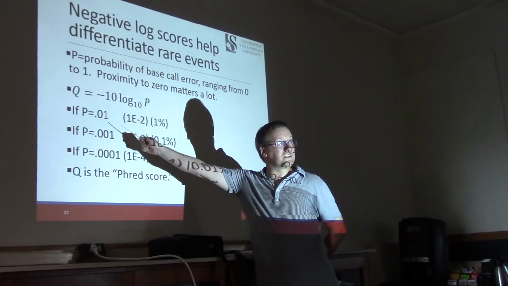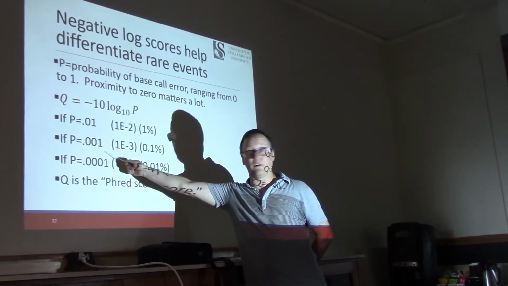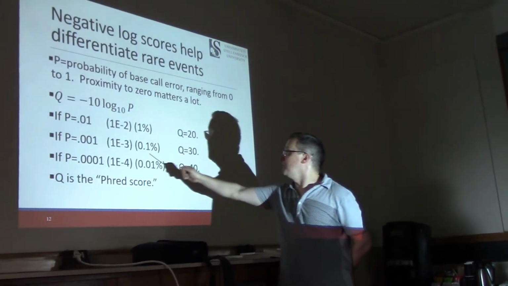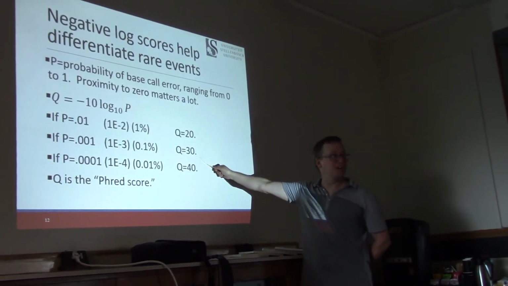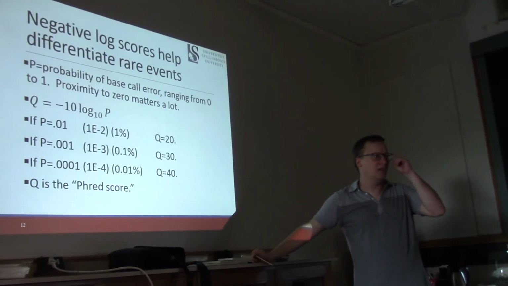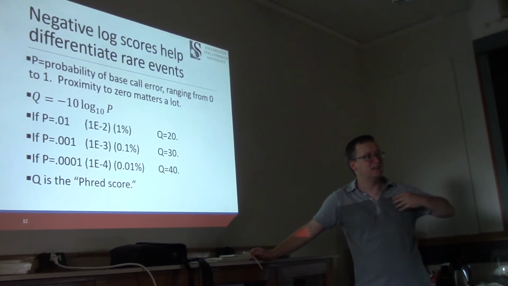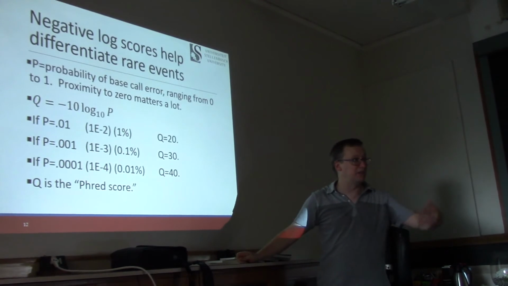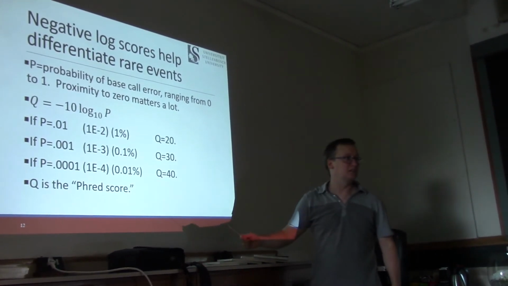A 1% chance of error, a 1 in 1,000 chance of error, a 1 in 10,000 chance of error. So as we do that, we see that we go from a Q value of 20 to a Q value of 30 to a Q value of 40. So at each stage, as we get 10 times less likely to have an error, the Q score, the Phred score associated with that base rises by 10 in each case.